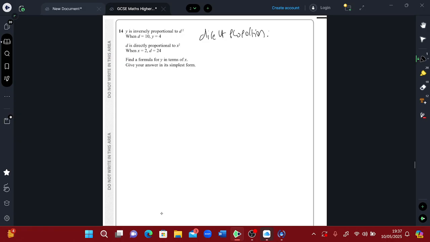This is of the form y equals kx, where k is just a constant. Sometimes people call it the constant of proportionality. So when you vary x, y varies with this equation. That's what you see with direct proportion, for example, d is directly proportional to x squared.